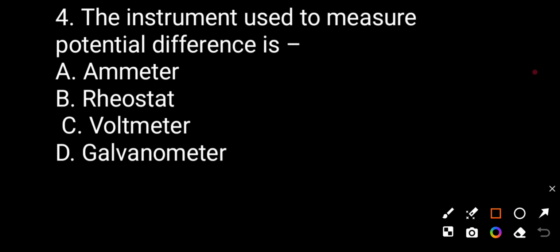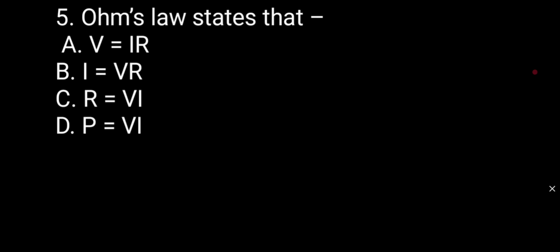The instrument used to measure potential difference is option A ammeter, option B rheostat, option C voltmeter, option D galvanometer. The answer will be voltmeter. Option C is correct. Now we see question number 5.